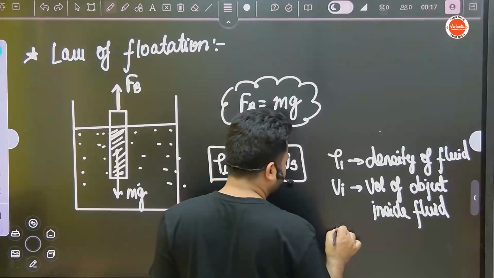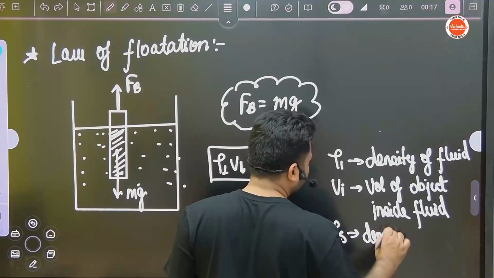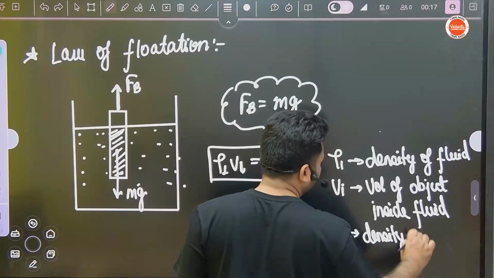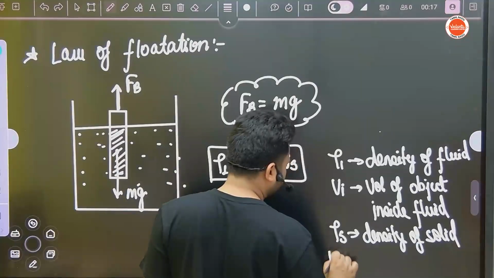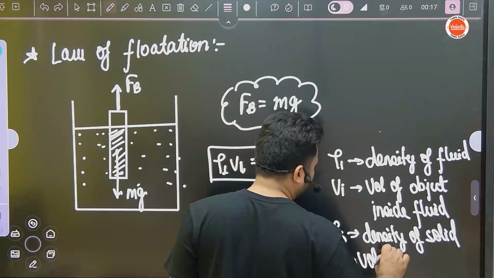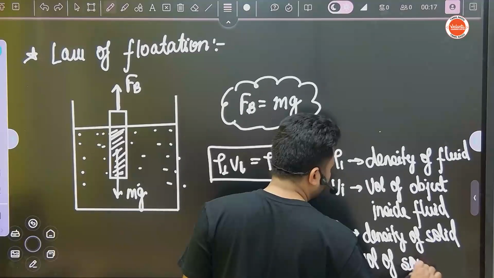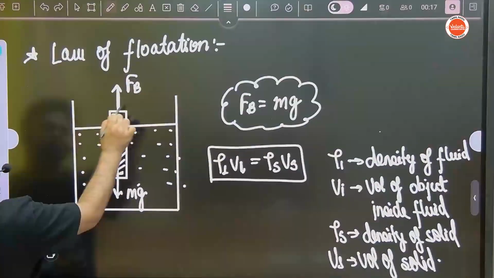What is rho S? The density of the solid, that is, the object. What is Vs? The total volume of the solid. This total volume means from here to here.